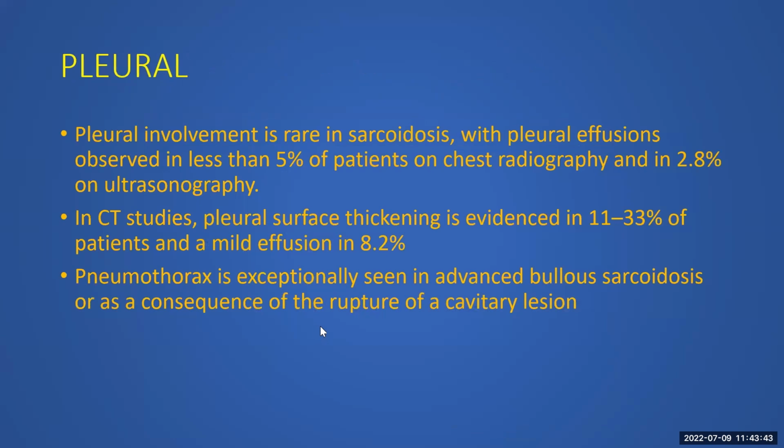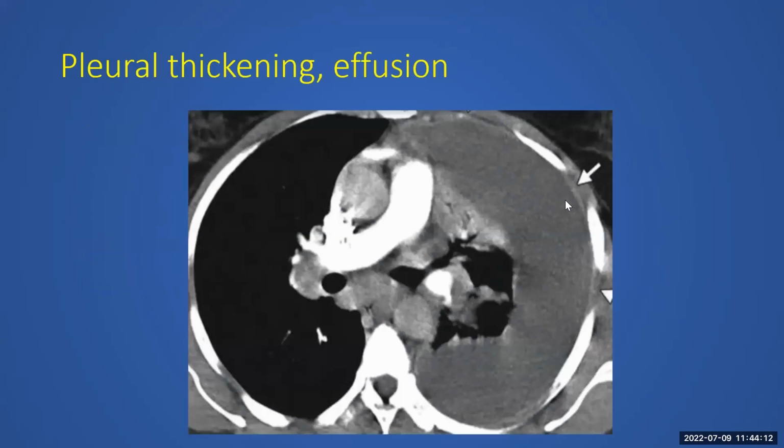Pleural involvement, not very common. So what can you see in sarcoidosis? You can see along with thickening of the pleura, you can see effusions. And sometimes you can even see pneumothorax. But pneumothorax is much more common in the late stage, which is the bullous sarcoidosis, or fibrotic involvement of the lungs with bulla which rupture, and that can give rise to pneumothorax. This is an example of pleural involvement in sarcoid, and you can see the pleural thickening along with the effusion.